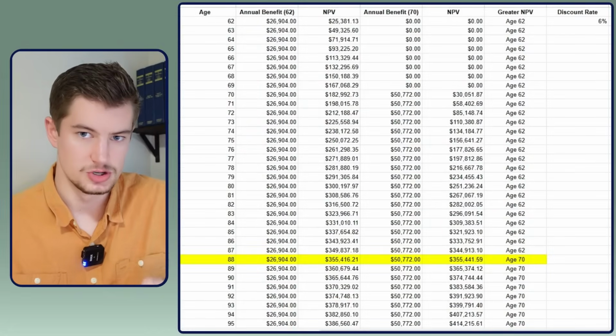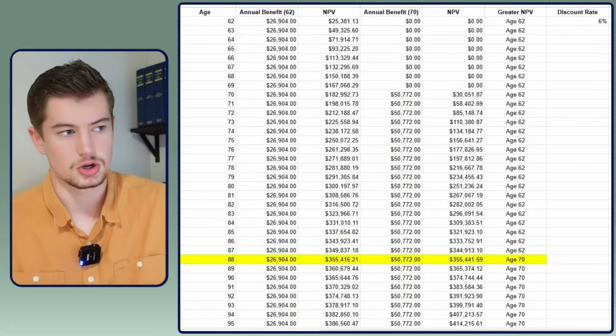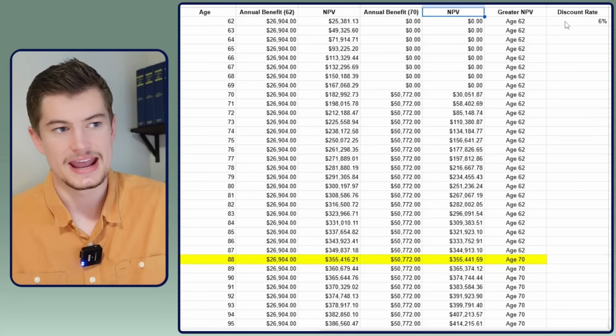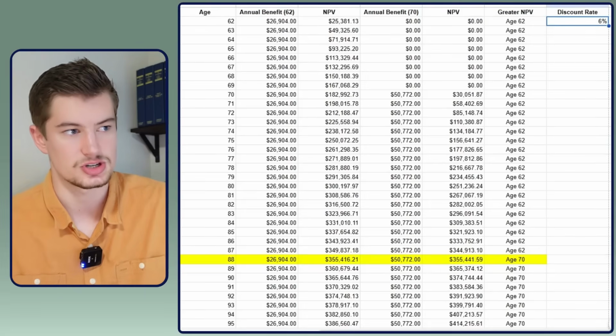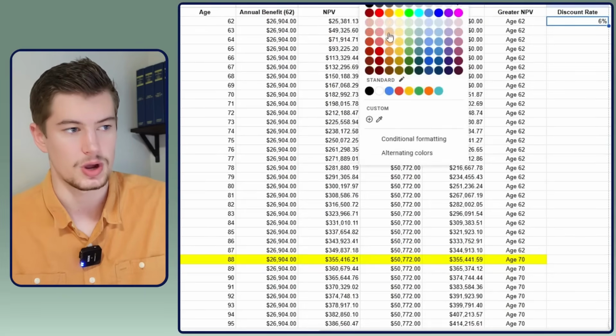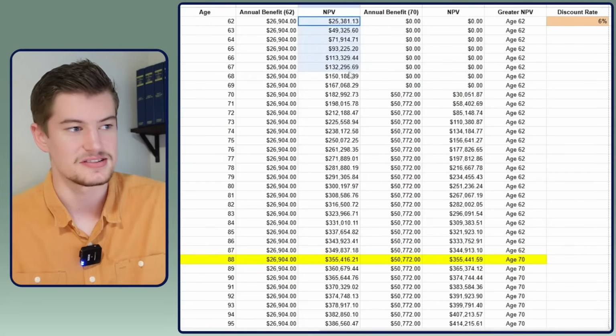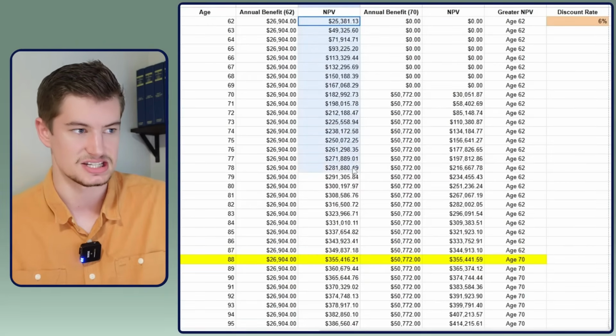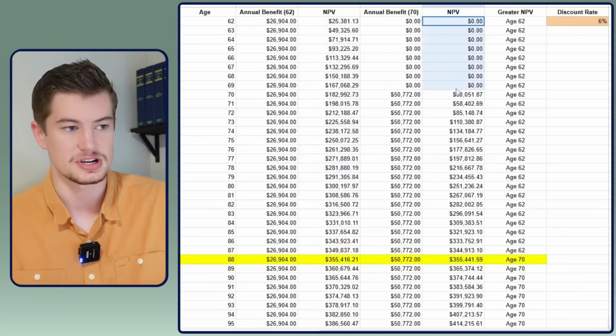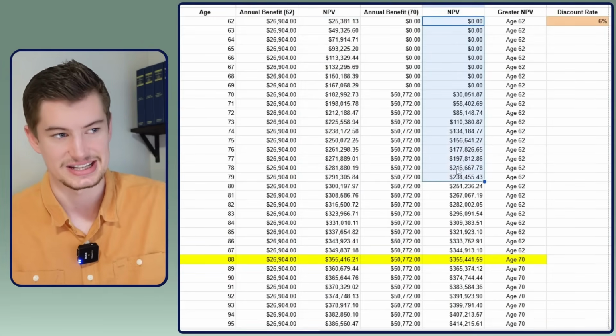So this is when you do factor in interest. We are using what is called a net present value calculation. That's what NPV stands for. And a discount rate, or the interest that money would be earning otherwise. We'll make that orange so you can see it there, 6%. And then the net present value of claiming at age 62 is in this column, and the net present value of claiming at age 70 is in this column.